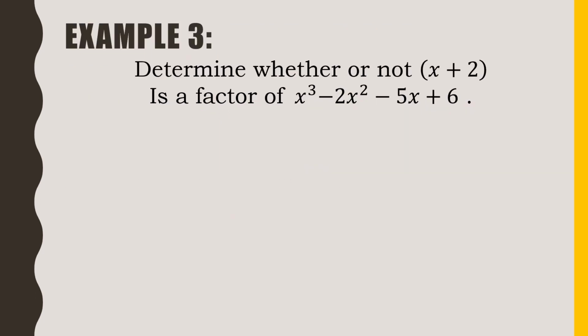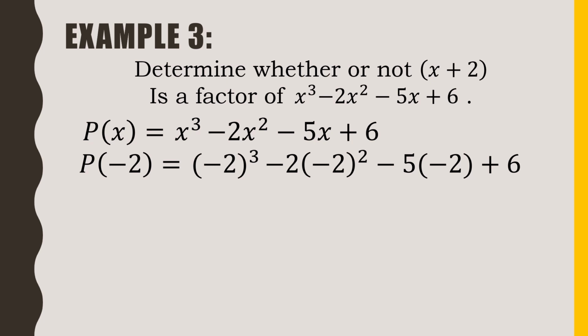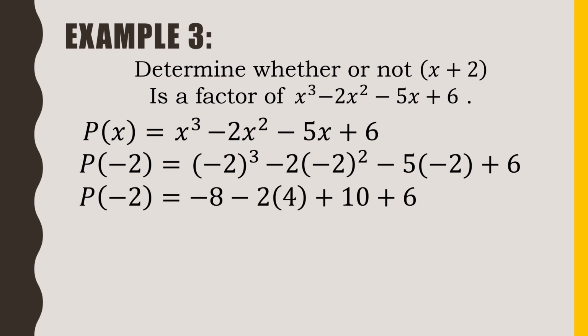For example number 3, let us determine whether or not x plus 2 is a factor of x cubed minus 2x squared minus 5x plus 6. By substituting the value of x with negative 2, we have p of negative 2 equals negative 2 cubed minus 2 times negative 2 squared minus 5 times negative 2 plus 6. Simplifying, we have negative 2 cubed is negative 8. Negative 2 squared is 4. Negative 5 times negative 2 is positive 10. And then we bring down positive 6.